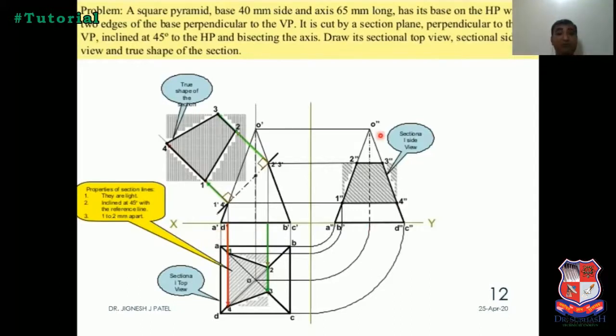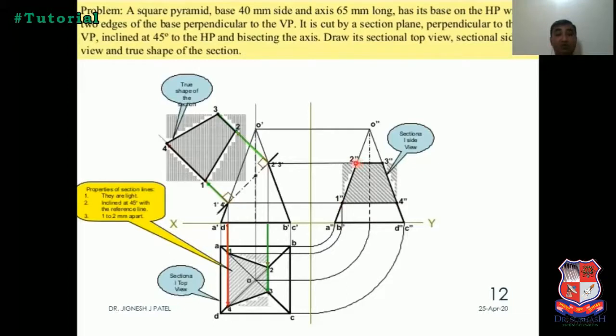Now in this, here it is O double dash A double dash, O double dash B double dash, O double dash C double dash, O double dash B double dash. Now draw the projections from here. Projections of 1 dash and 4 dash. So 1 dash is on O double dash A double dash. Okay. So here point 1 double dash.